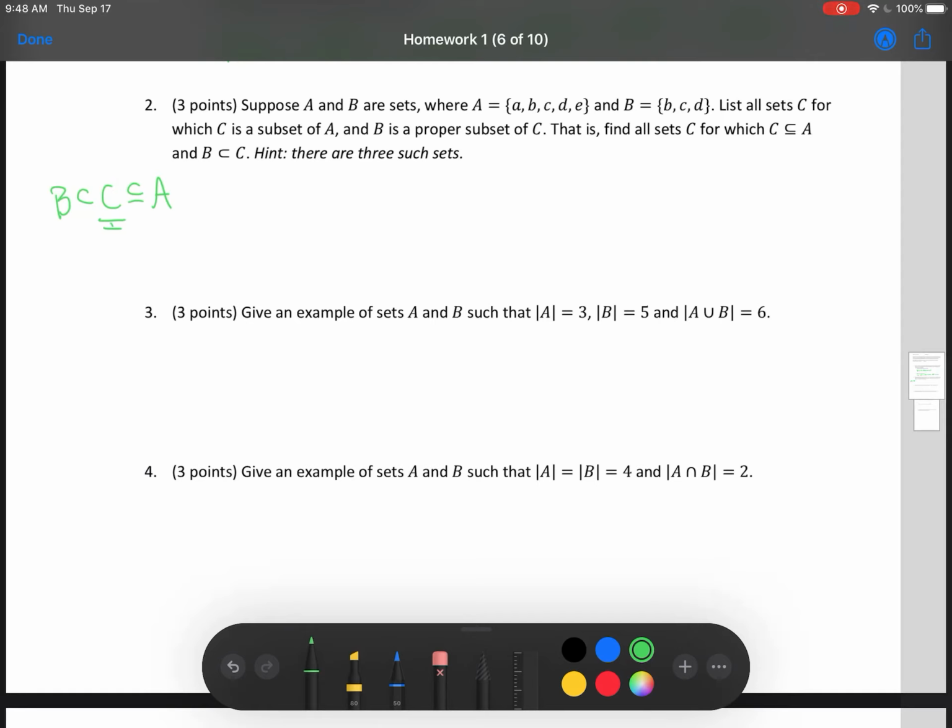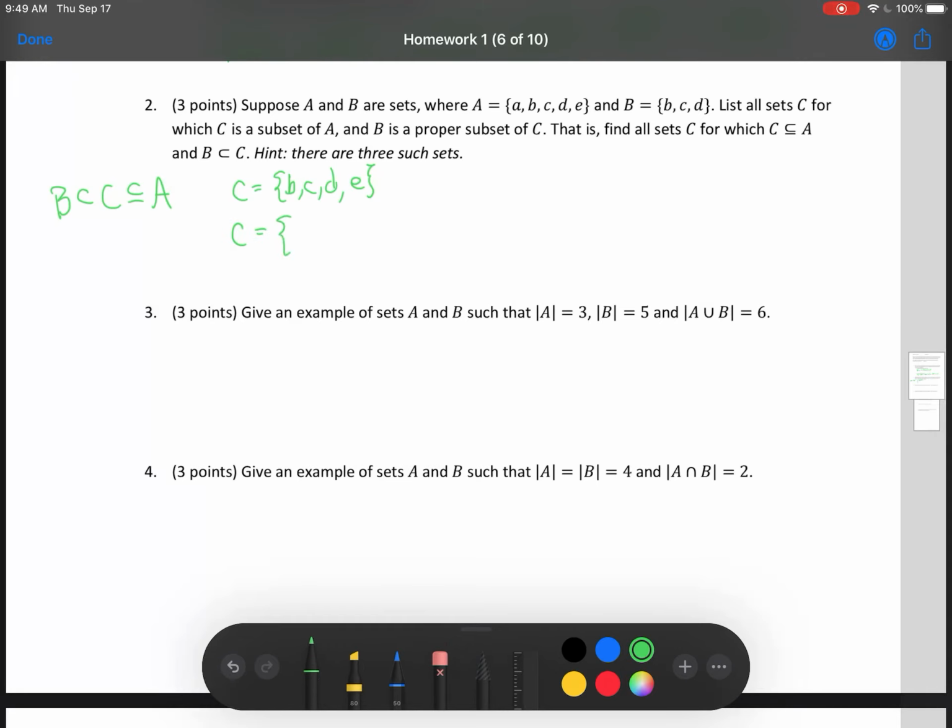Okay, so what does that mean? If C has to contain B as a proper subset, that means C has to have the elements of B in it, which are B, C, and D. But if it only had B, C, and D, then it wouldn't contain B as a proper subset. So C has to have some extra elements. So it could have the element E in it. Take a minute to make sure you believe that this set fits this relation. It's a subset of A because it only contains elements that are in set A, and it contains B as a proper subset.